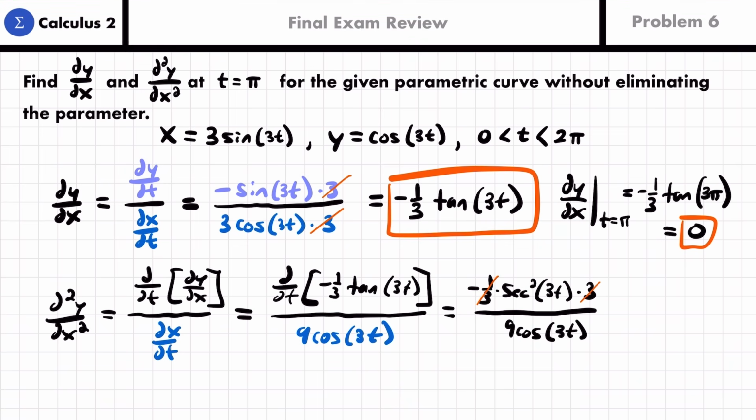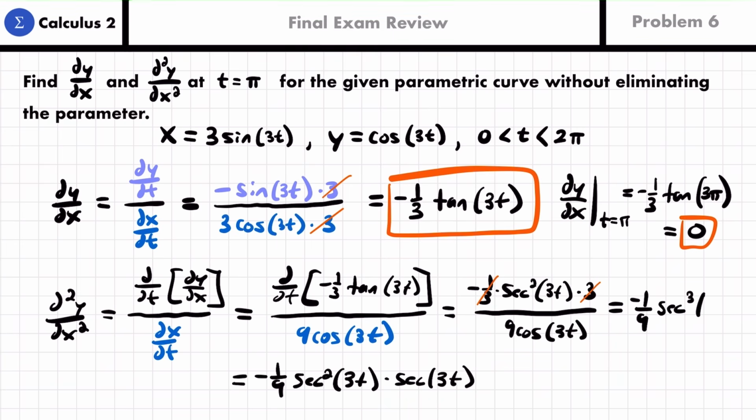Continuing my work down here, this will be equal to negative 1/9, multiplied by secant squared of 3t, which will then be multiplied by another secant of 3t, because I'm rewriting 1 divided by cosine of 3t as secant of 3t. Multiplying these two expressions together, we get negative 1/9 times secant cubed of 3t. I'm going to write that right here. Our final answer for d squared y divided by dx squared, the second parametric derivative for these parametric equations, is negative 1/9 times secant cubed of 3t.